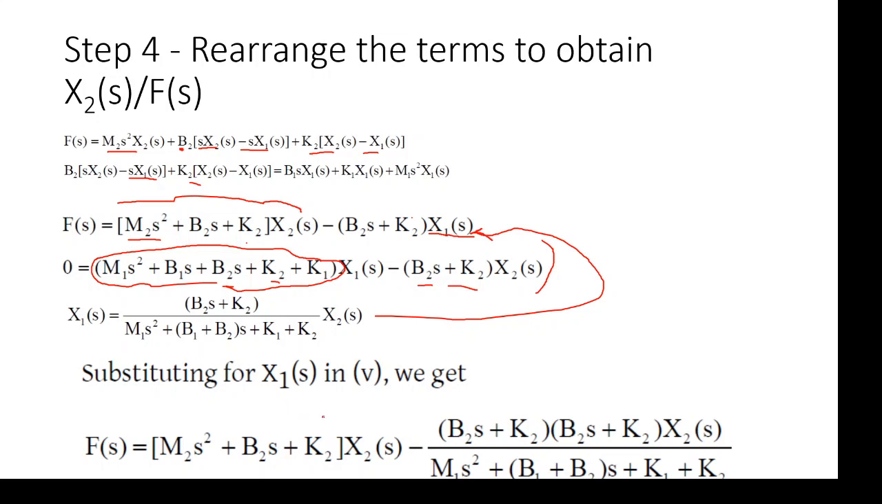So m2 s square, this term will come as it is. Let me take the laser pointer. This term will come as it is: m2 s square, because it is x2. That has come as it is. b2 s plus k2 is here. And instead of X1(s), what will I do? I'll have this term. So we are almost done.